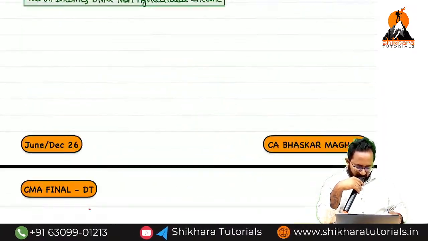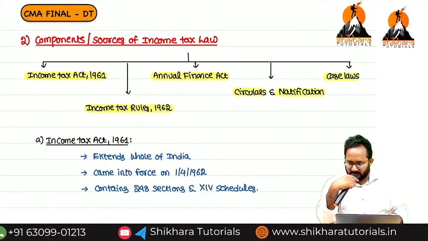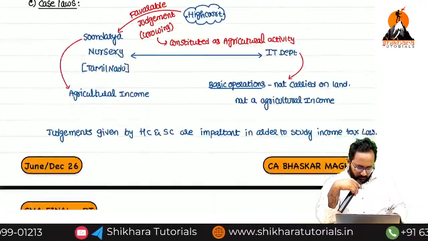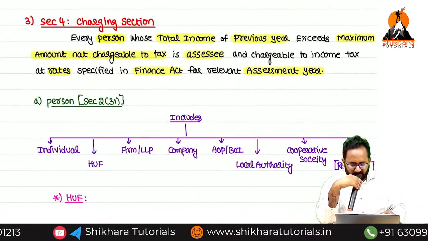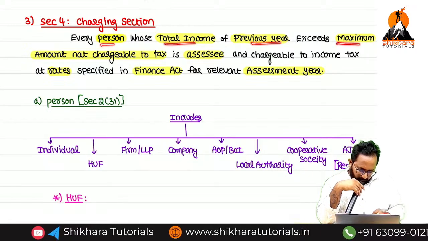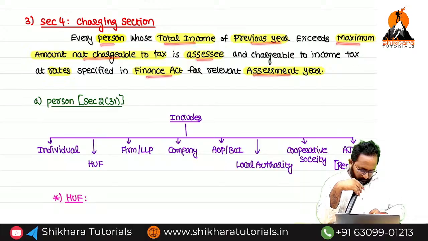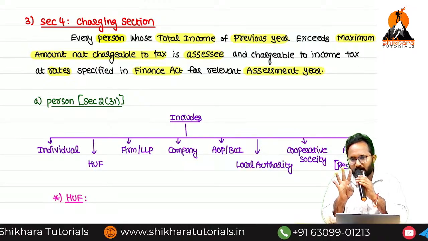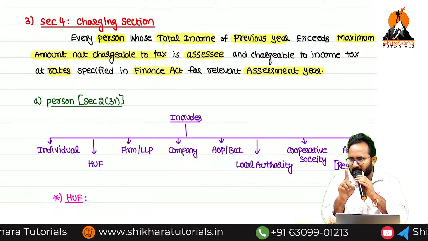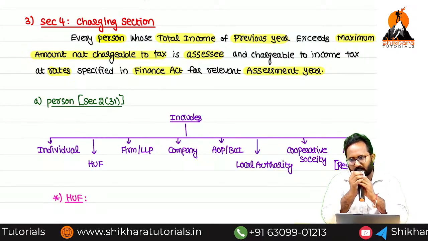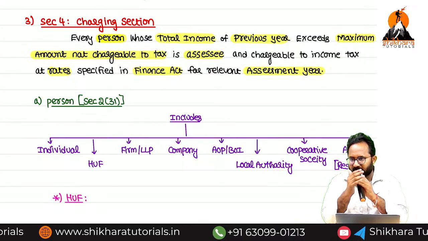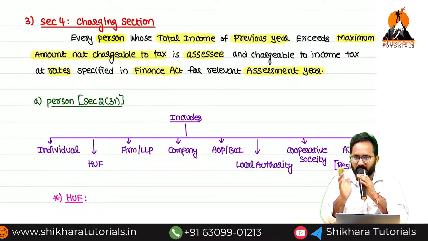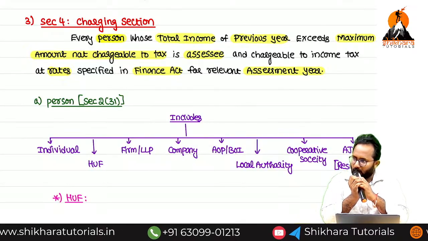Next one: sources or components of income tax law. Totally 5 sources are related, and one by one we discussed. Next one: yes, we started the charging section discussion. In the charging section, every point we discussed, and mainly we focused on the tax rates. If you want to calculate tax liability, we have to calculate 3 components: income tax, surcharge, and health and education cess. While calculating that income tax, for special incomes there are special tax rates, and for normal income we can follow any of the regimes, new or old. Next one.